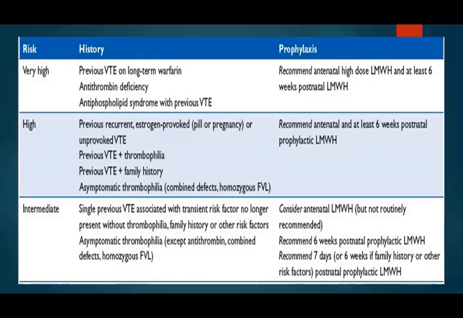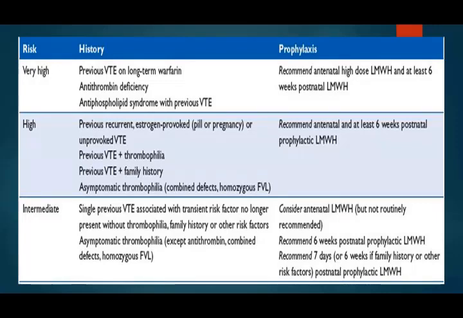Patients with antiphospholipid syndrome or previous venous thromboembolism would be high risk or medium risk. But the one with previous VTE as well, they would be in the very high risk category, that they had antiphospholipid syndrome, it had been in an uncontrolled state somewhere, and they suffered from venous thromboembolism. So these patients would have not only antenatal high dose low molecular weight heparin, but at least 6 weeks postpartum as well.